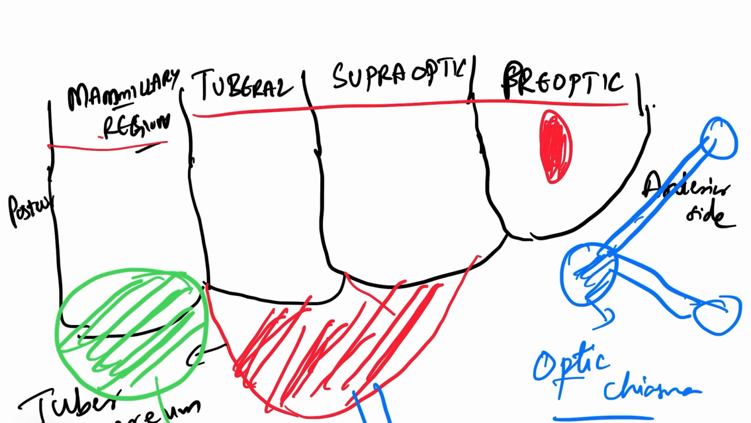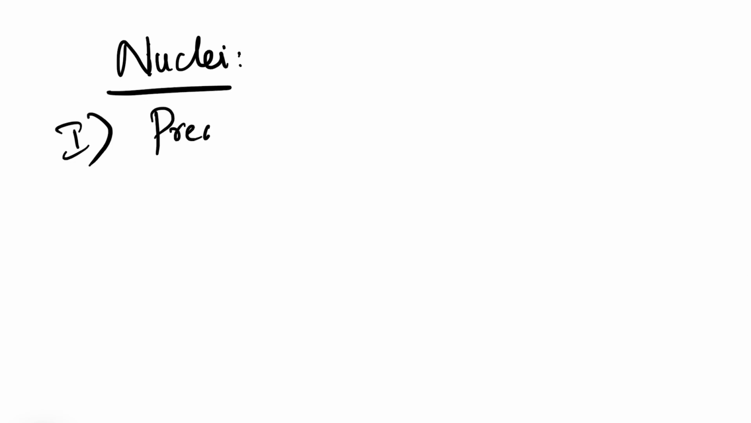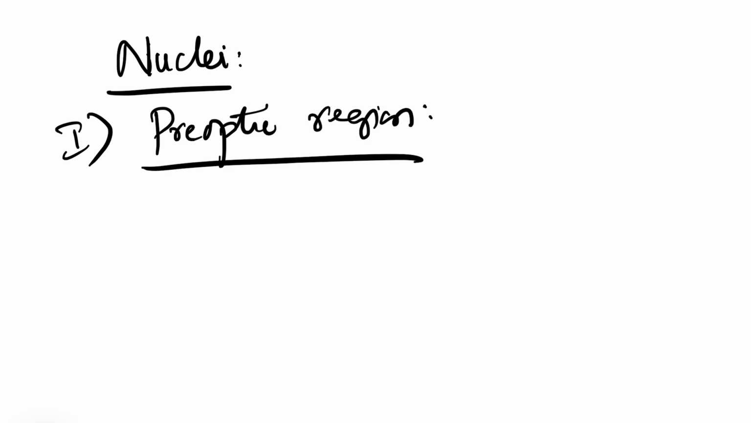First, in the preoptic region, the nucleus there is the preoptic nuclei, which extends even into the lateral part of the hypothalamus. Let us write the nuclei of the medial region separately here neatly. First, in the preoptic region, we have one very important nuclei. What is the name of that nuclei? It is the preoptic nuclei.